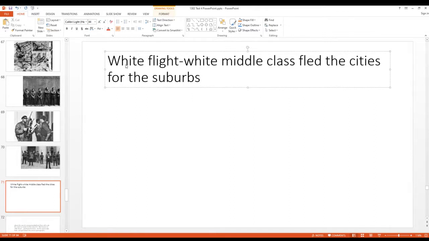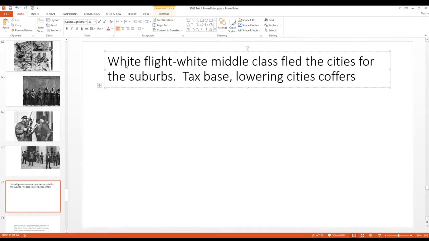And this made the problems worse because the tax base was also fleeing as well. And as more and more middle class people fled the cities, cities had less and less money to deal with more and more problems. And so we see places like Detroit, Newark, that are really just hollowed out.